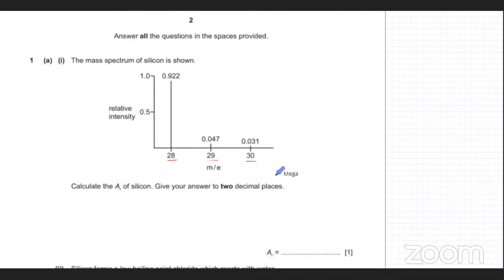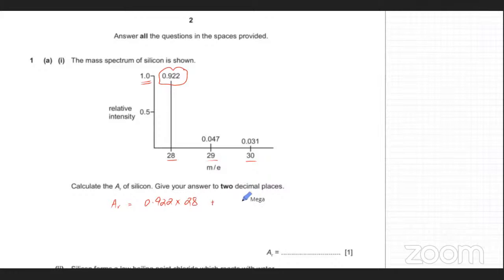So calculate the Ar. What's the formula? The relative atomic mass would be the percentage multiplied by the mass, so what's the percentage of 28? And remember the relative intensity is out of 1, so you're looking for the fractional percentage. So it's 0.922, which is 92.2%. So it's 0.922 multiplied by the isotopic mass, which is 28.